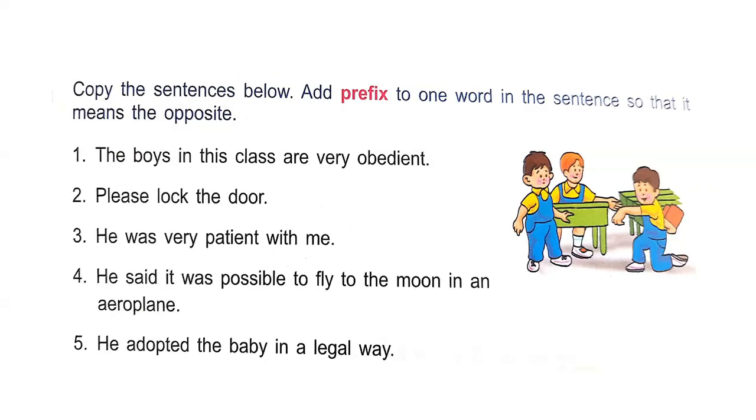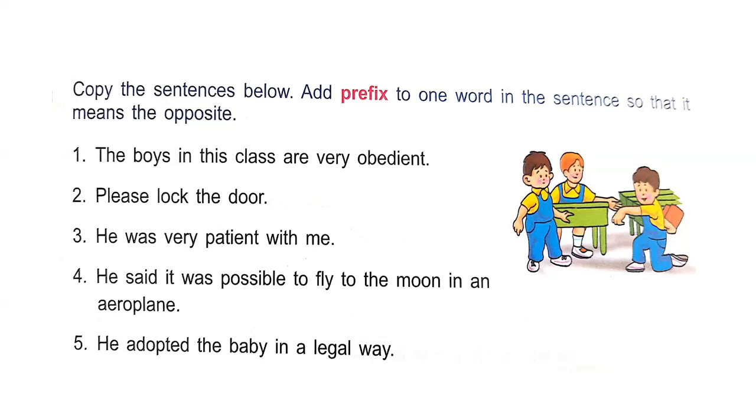Exercise, copy the sentences and add prefix to the sentence. Add prefix to one word in a sentence so that it means the opposite. We are given 5 sentences. In each sentence there is one word to which we can add a prefix to make it opposite. So we will read the sentence. The boys in this class are very obedient. We cannot add prefix to boys. We cannot add prefix to class. But we can add prefix to obedient, disobedient. So disobedient becomes opposite.